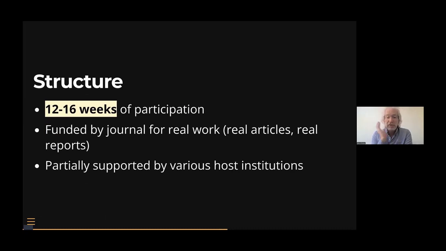They were partially supported by their own institutions. I paid them for about 20 hours of work a week, so it's in between a full-time internship and a research stay. But they were funded by the journal for real work. They did real articles. They filed real reports. Those real reports went back to the authors. In the end, they participated up to 16 weeks, depending on the person, because at the end of the internship, quite a few of them said, I still have a few weeks left in the summer before classes start. Can I continue working for the lab?